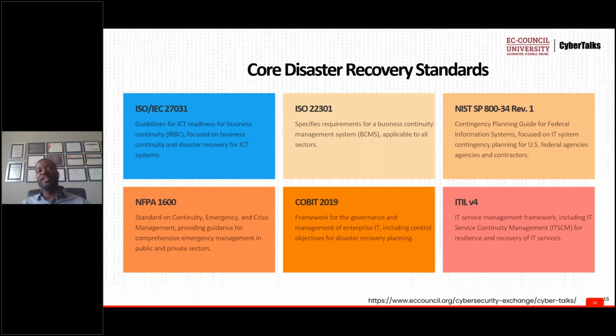We also have the NFPA 1600, which takes a holistic view covering continuity, emergency, and crisis management across both the public and private sectors. It's widely respected in emergency operations planning.